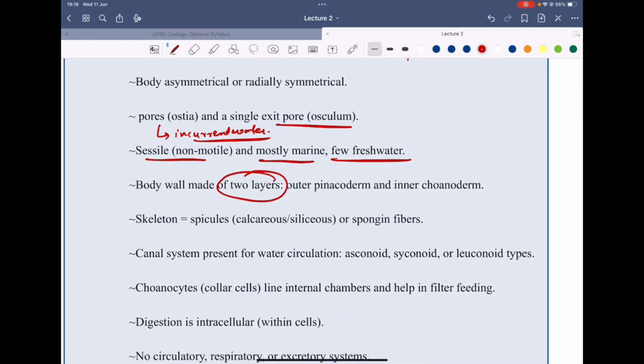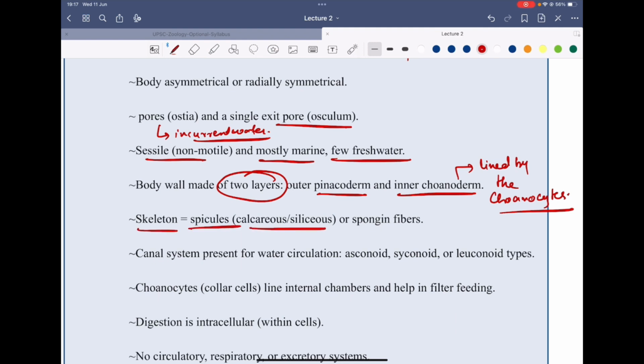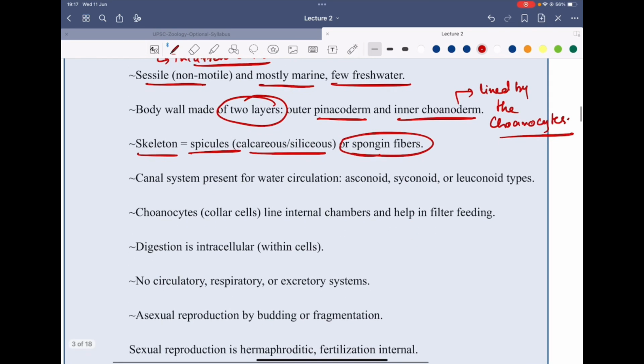Then the body is made up of two layers that I said earlier. One is the pinacoderm, the other is the inner conoderm, and this conoderm is lined by the conocytes. The skeleton has spicules in it, calcareous and siliceous spicules, and contains spongin fibers. Then the canal system is present for water circulation, and it has three types: Asconoid, Syconoid, Leuconoid. We have to do it in detail.